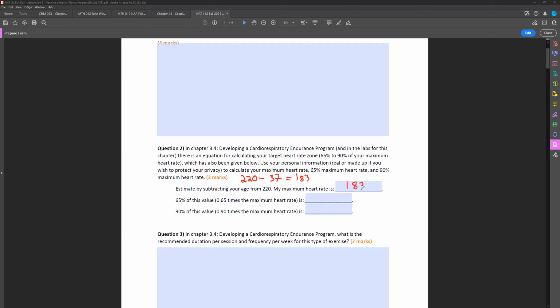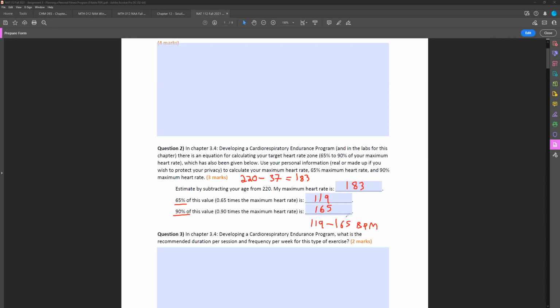Where my maximum rate as recommended per my age, this is a huge estimate, but it's one that is used, is 183. So if I want to take 65% and 90% of my maximum heart rate, I can take 183 times 0.65, giving me 119 if I round up, or I can take 0.9 times 183, giving me 165, rounded up. Meaning my target heart range is between 119 to 165 BPM.